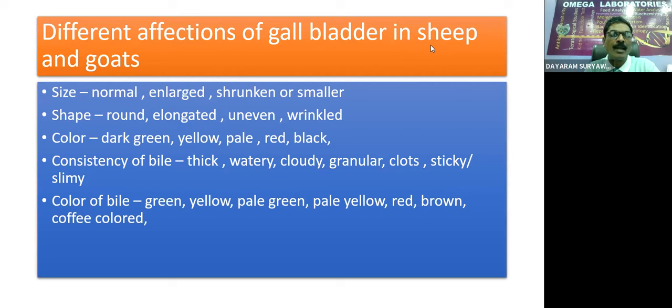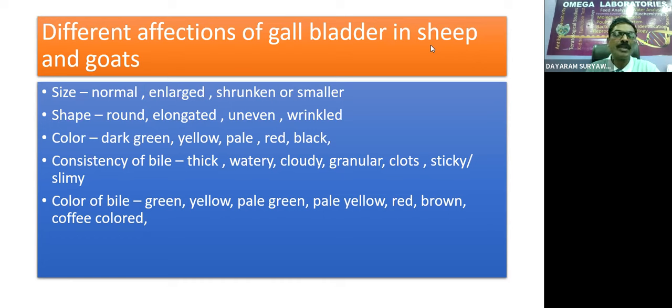Basically, we can divide the different affections into categories like shape, size, color, and consistency of bile. The size of the gallbladder may be normal, enlarged, shrunken, or smaller. The shape may be round, elongated, or uneven, and wrinkles may be present on the gallbladder. The color may be dark, dark green, yellow, pale, red, or black. The consistency of bile may be thick, watery, cloudy, granular, with clots, sticky, or slimy.